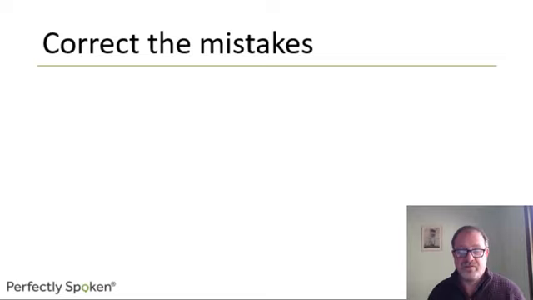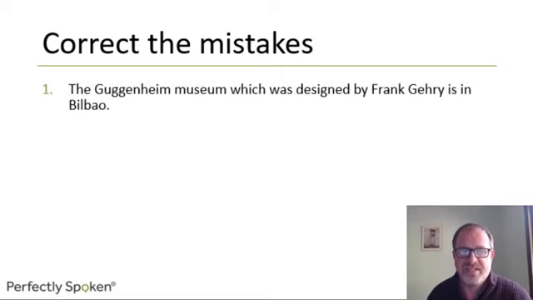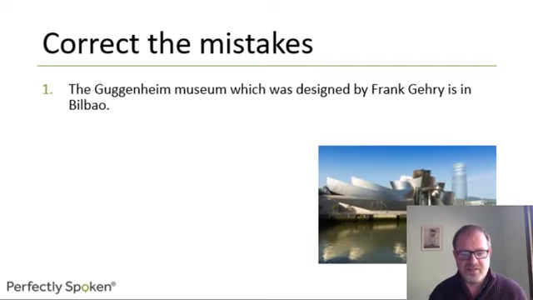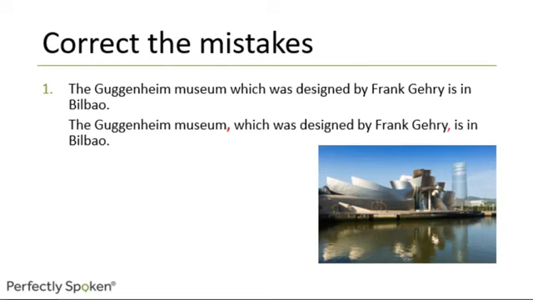So, can we correct the following mistakes? First one, the Guggenheim Museum, which was designed by Frank Gehry, is in Bilbao. And there's a little picture of it there. If I disappear, you should be able to see it. Well, obviously, we've said the Guggenheim Museum, so there's no need to identify it here. This is a non-identifying or non-defining relative clause. So it should be the Guggenheim Museum, comma, which was designed by Frank Gehry, comma, is in Bilbao.